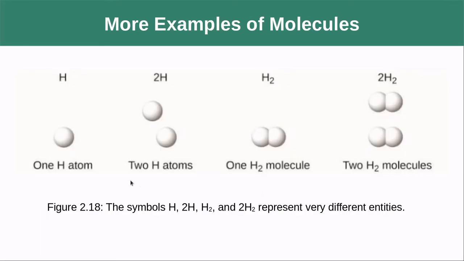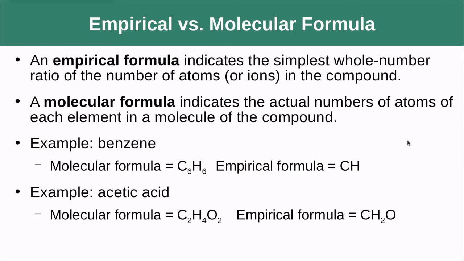Here's an example of the really subtle differences in how we write things. If I wrote just a capital H, I would mean 1 hydrogen atom. If I put a 2 in front of it, I would mean 2 individual hydrogen atoms. When the 2 is a subscript after that H, I mean 2 hydrogen atoms that are actually bonded together, forming 1 molecule. Putting a 2 in front of that with the subscript means I have 2 hydrogen molecules for a total of 4 atoms.